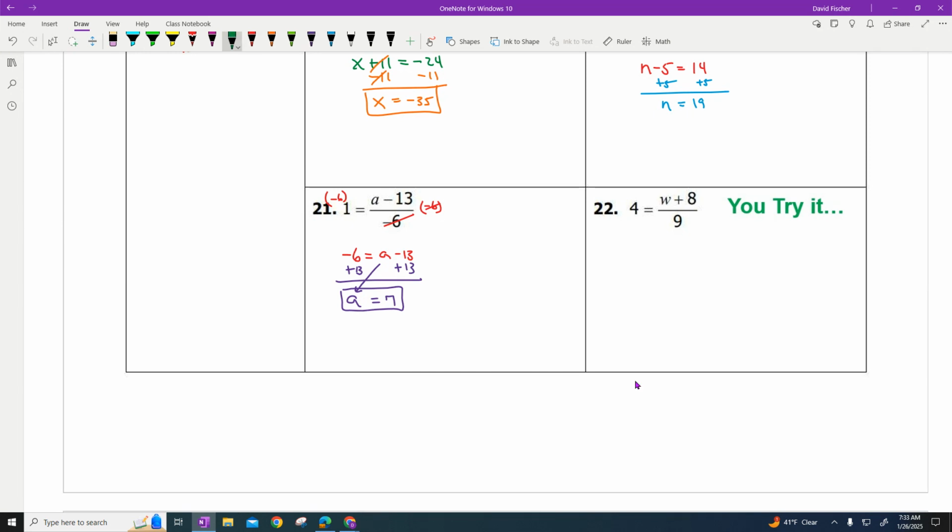The w's on the wrong side, but I'm not caring about that now. I'm older. I can say, you know what, I'll just take care of that at the end. It says divide by 9, so I want to multiply both sides by 9. 9 times 4 is 36. The 9's cancel out, and I just got w plus 8. Next and last step is let's subtract 8 from both sides.